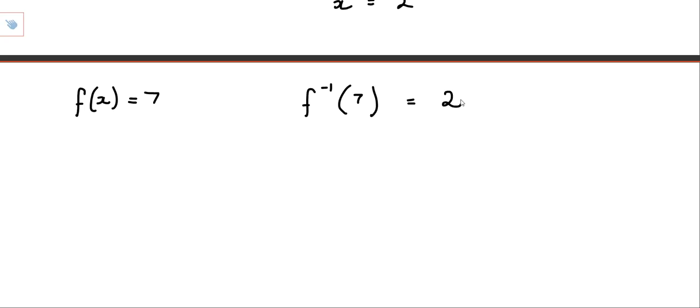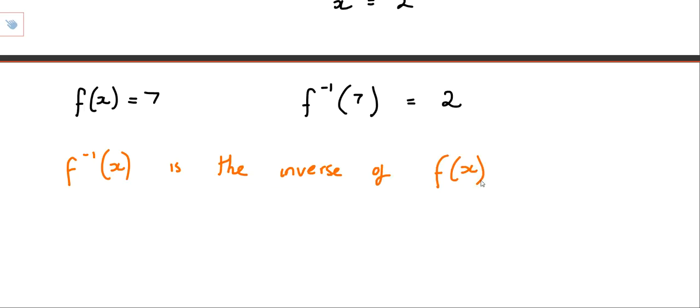Yes. F to the minus 1 of x, the inverse, like the reciprocal kind of thing. It's just like instead of x, it's y now, and instead of y, it's x now. Okay, yeah. So f to the minus 1 of x is the inverse of f of x. It's just the inverse function.